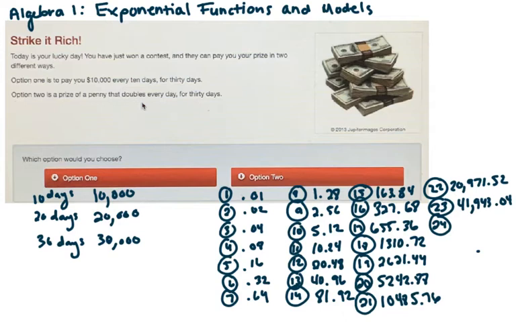Now, it's not always the case. If I was only taking for 20 days instead of 30 days, then it would have been more beneficial for us to have taken option one. But because our penny is growing so fast, it's growing much faster than our $10,000 is, which means that over a longer period of time, we would make more from our penny doubling.